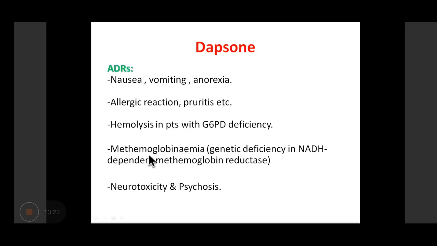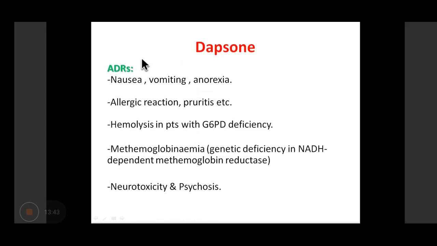Then methemoglobinemia. So, what is methemoglobinemia? It is a genetic deficiency in NADH-dependent methemoglobin reductase. So, it is also a peculiar side effect of dapsone. Apart from that, rarely neurotoxicity and psychosis can happen.